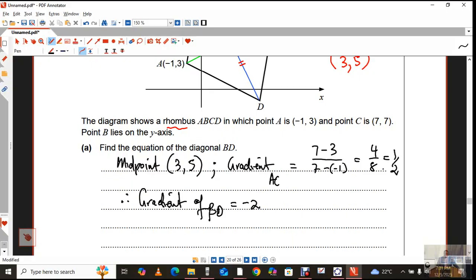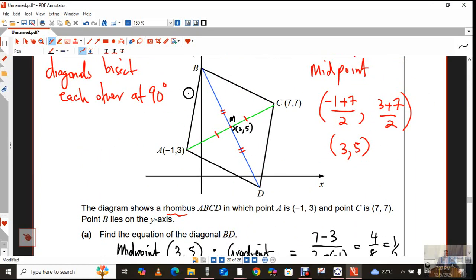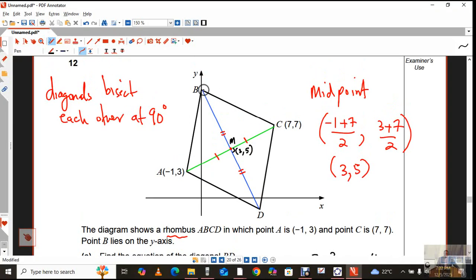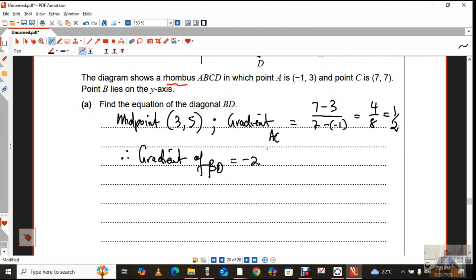I know the gradient. Okay? So I am really interested in you seeing that that line is going to cut the y-axis there, and the x is 0 there. So I can already write a point there. I can already write the point (0, something). So I'm going to find that something. And I have the midpoint. So I can find, using my formula, y minus y sub 1 equals m(x minus x sub 1), where I have a point and a gradient. Okay? So it's a matter of substituting it in.